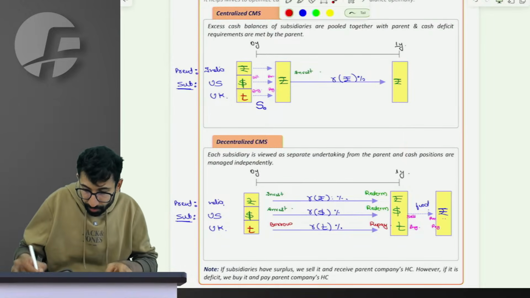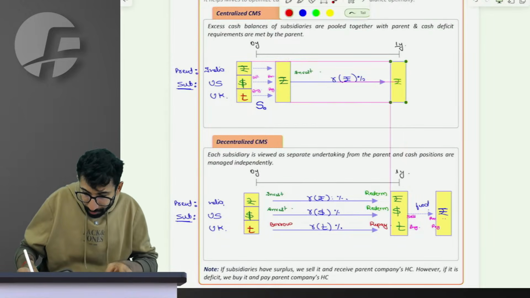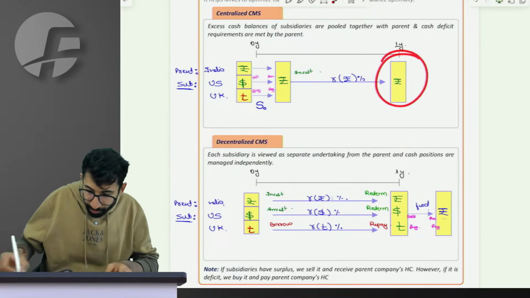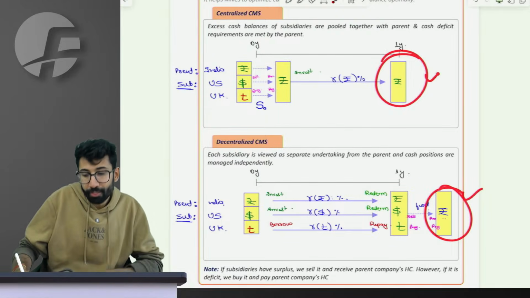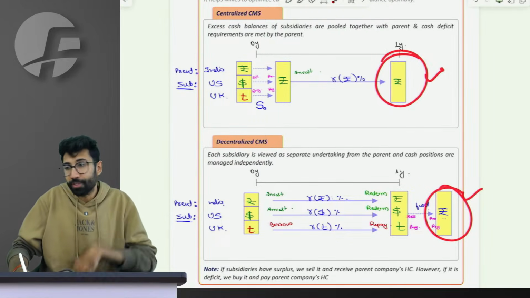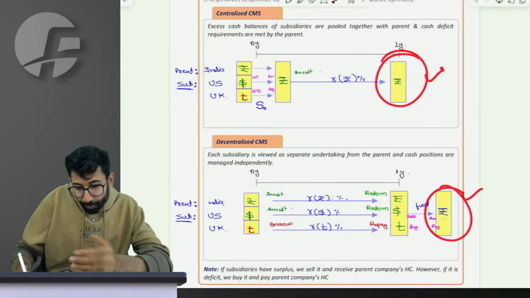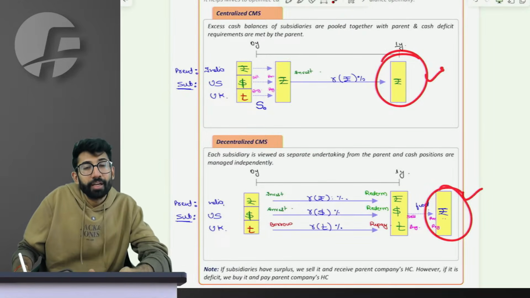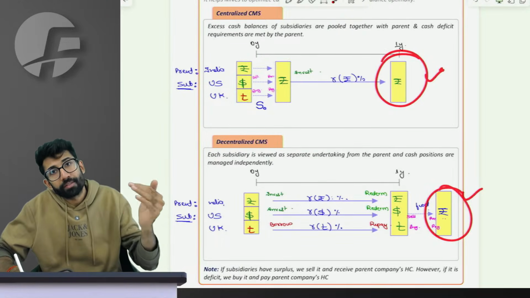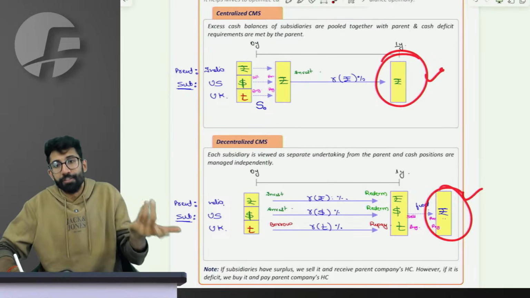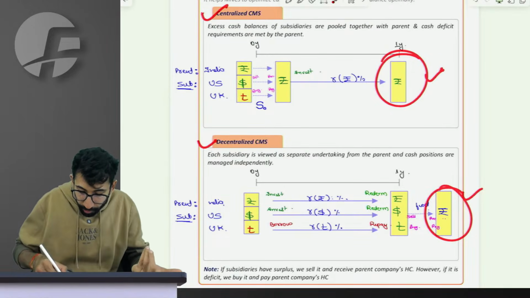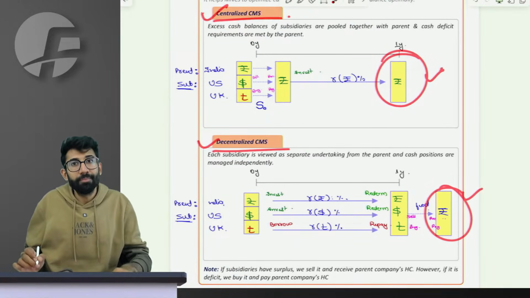In the first case, I am left with the amount of rupee available with me. Even in the second case, I am finally left in my home currency, in the parent's home currency, with the amount of rupee available. In whichever case the inflow or the cash balance in rupee is higher, is a better choice. You have to do it simply.